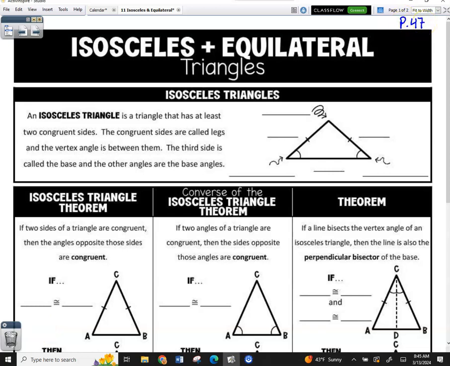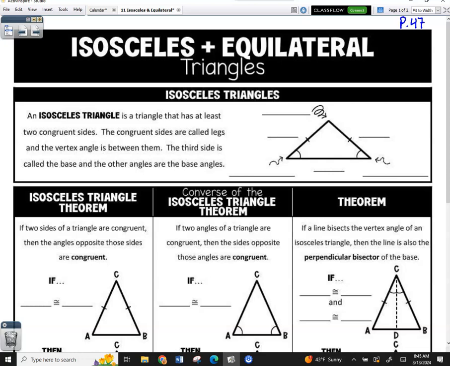Page 47, isosceles and equilateral triangles. We already did something with isosceles and equilateral triangles a month ago, maybe a month ago. So this should start coming back to you. We've just not been practicing with them every single day.